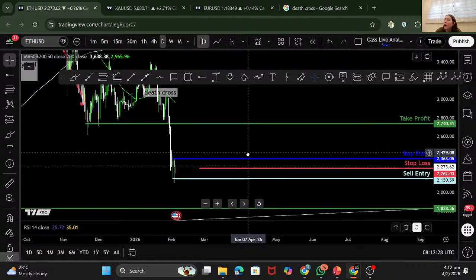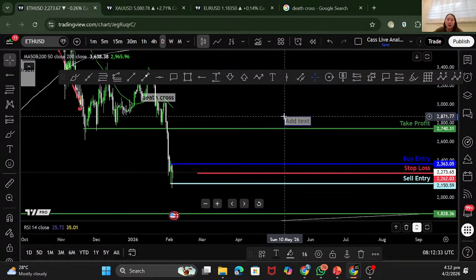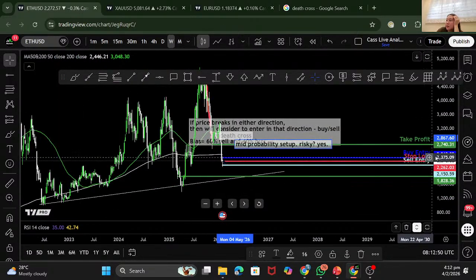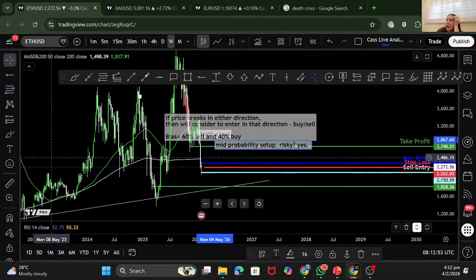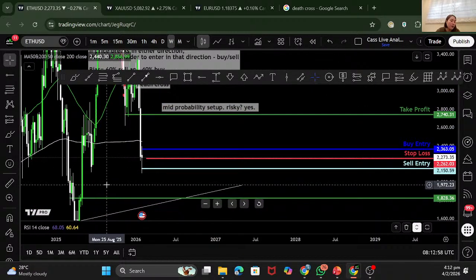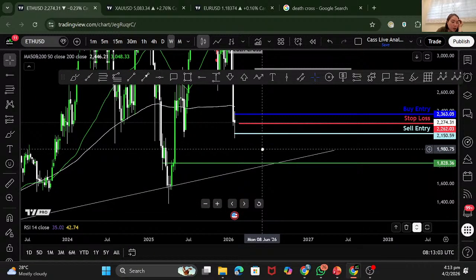Okay, so I'm going to give my conclusion of what I think of this setup. I think this is a mid probability setup. Is it risky? Yes, it is. Will I take it? No, I won't take it. What I want to see happen is whether price is a buy or a sell, for me at least. That's why I say not to copy me blindly, because everyone has their own style of doing whatever.